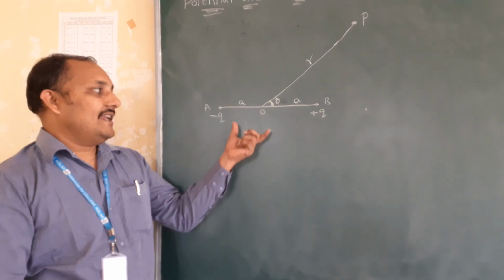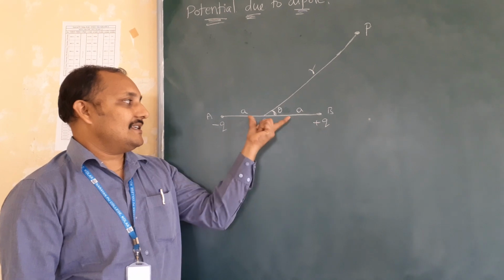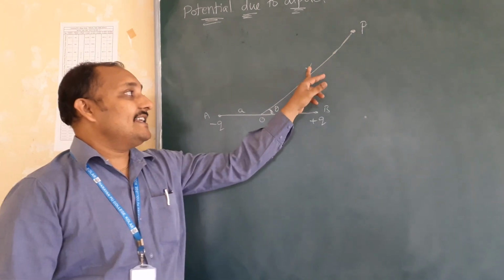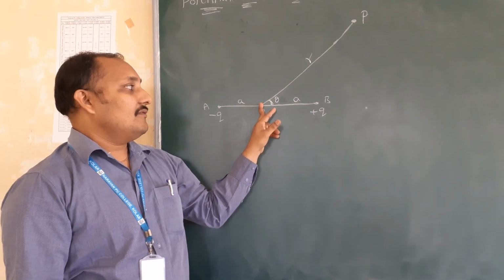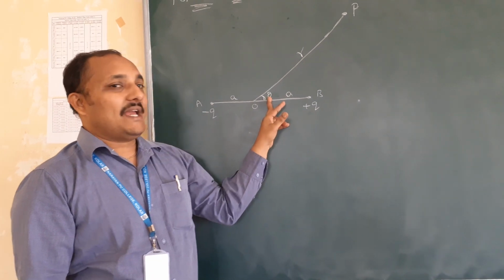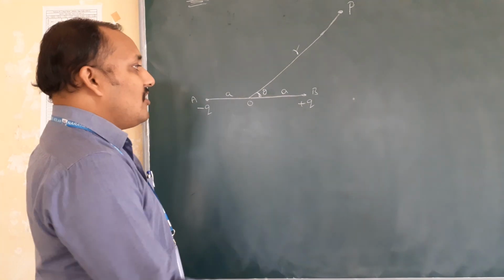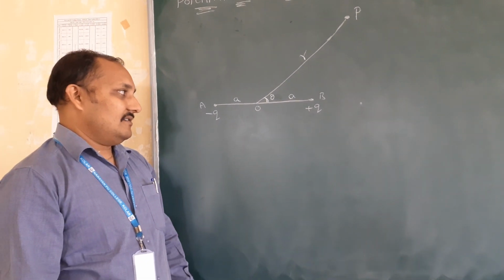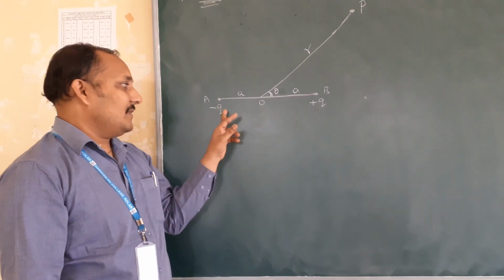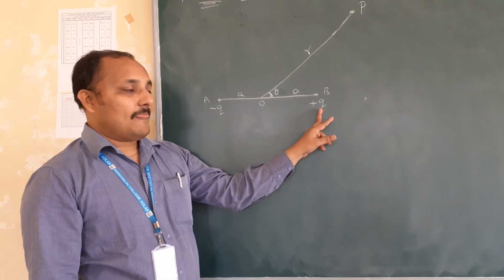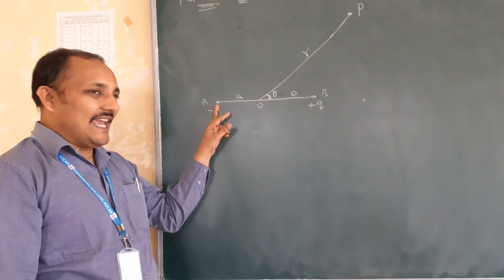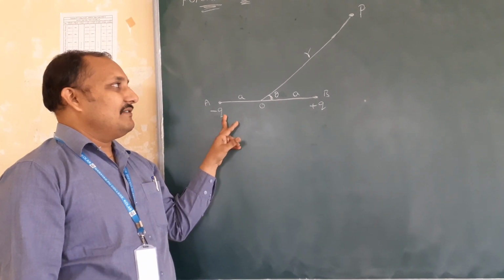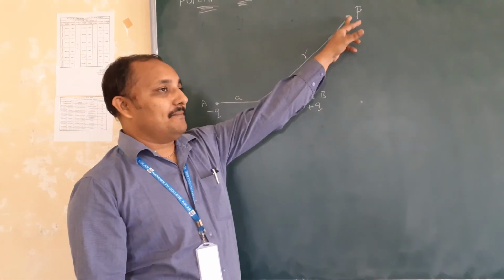Once again, we are taking one dipole, two equal and opposite charges separated by a distance 2a. We are assuming some point P at a distance r from the center of the dipole, making some angle theta. Now how many charges are there? In the previous session we discussed potential due to a system of charges. Here there are two charges, one minus q and another plus q. What is the potential due to A, and what is the potential due to B? At A there is the negative charge, minus q.